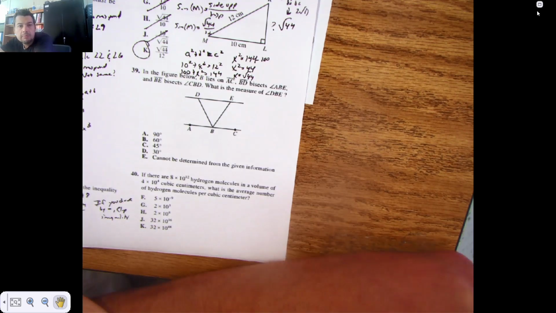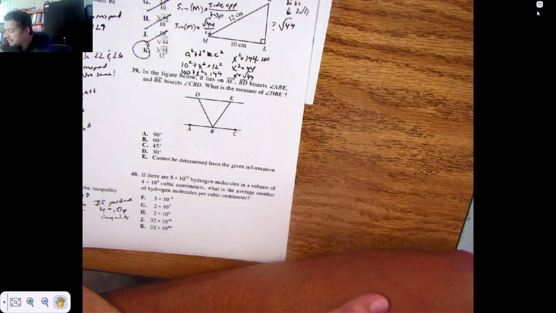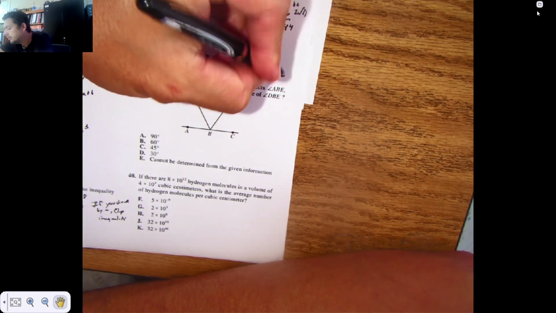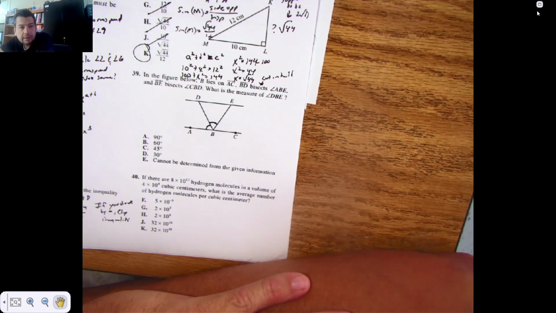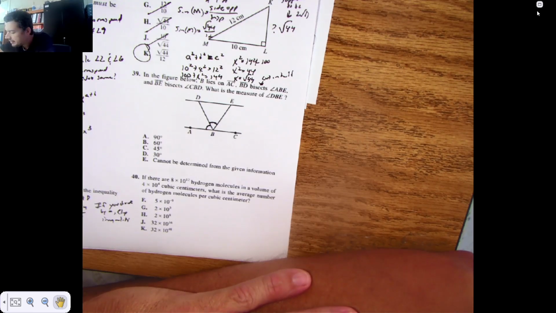Number 39. In the figure below, B lies on segment AC, BD bisects angle ABE. Bisects means literally to cut in half. What that does is that makes angle ABD congruent to angle DBE. It bisected, cut in half. And BE bisects angle CBD. So now I've learned that these two things are congruent, and by the transitive property, I've learned that's congruent.